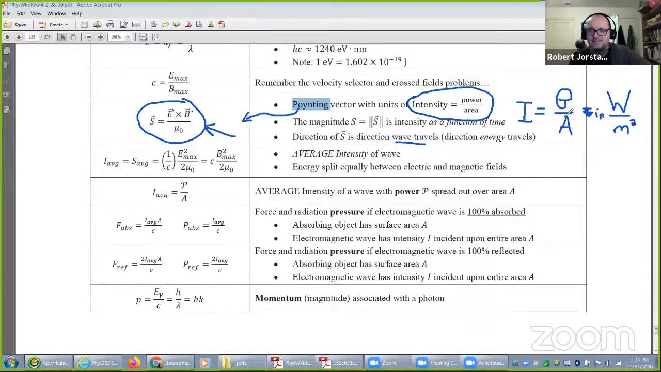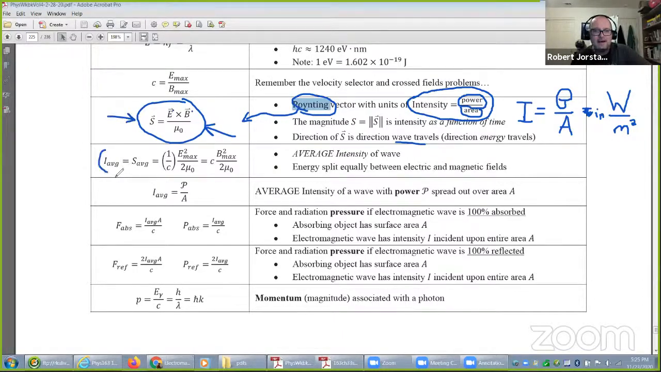So notice intensity relates to this Poynting vector. That's what this thing is actually representing. It's how intense the wave is, or how much power is being delivered per unit area. Obviously, if you shine a laser beam on your eye, it's a lot more intense than if you shine a flashlight on your eye. If you shine the laser beam on your eye, you might be blind for the rest of your life. If you shine a flashlight in your eye, you might be blind for a few seconds, right? So clearly there's a difference in intensity. Intensity is this Poynting vector.